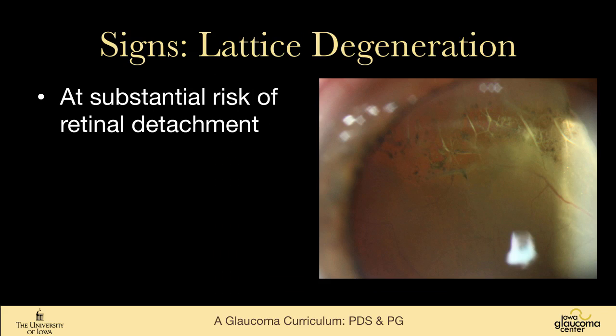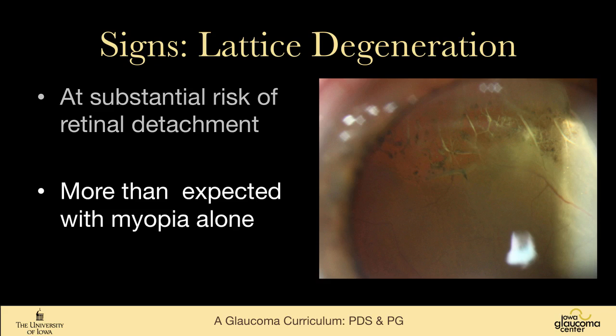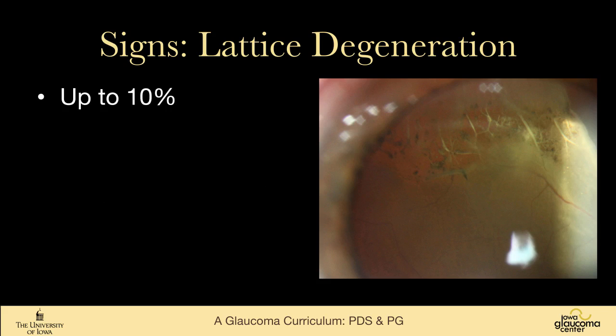This is a really, I think, beautiful picture of lattice degeneration of the retina, and I put it in here just to remind us that these people are at substantial risk for retinal detachment, much more than you would expect just with their myopia. Studies have shown that up to 6 to 8 to 10% of individuals with pigment dispersion syndrome will develop retinal detachment. So it's really good to talk to them about the signs and symptoms.